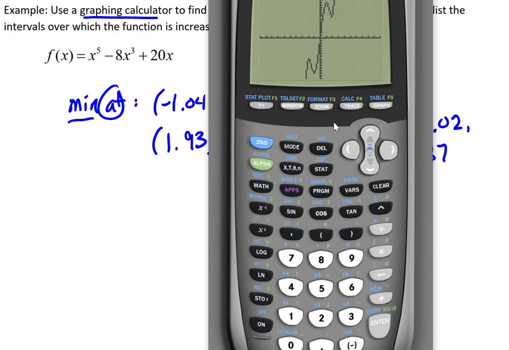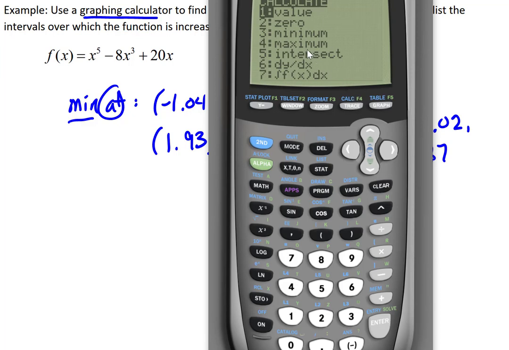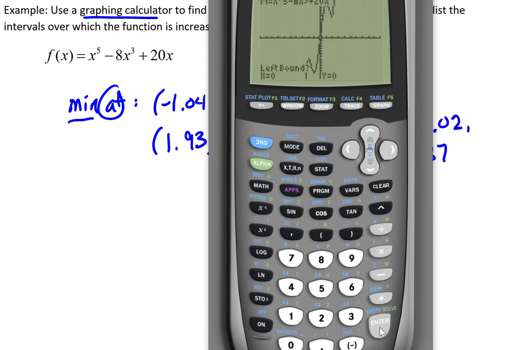We now want to look for the maxes, which are the peaks of these little curves here in the graph. So let's go ahead and do so by hitting second and then the calc button. We want to use this time maximum, number 4 option. And we'll go through the exact same process. We want left bound, right bound, and then a guess for each of these.